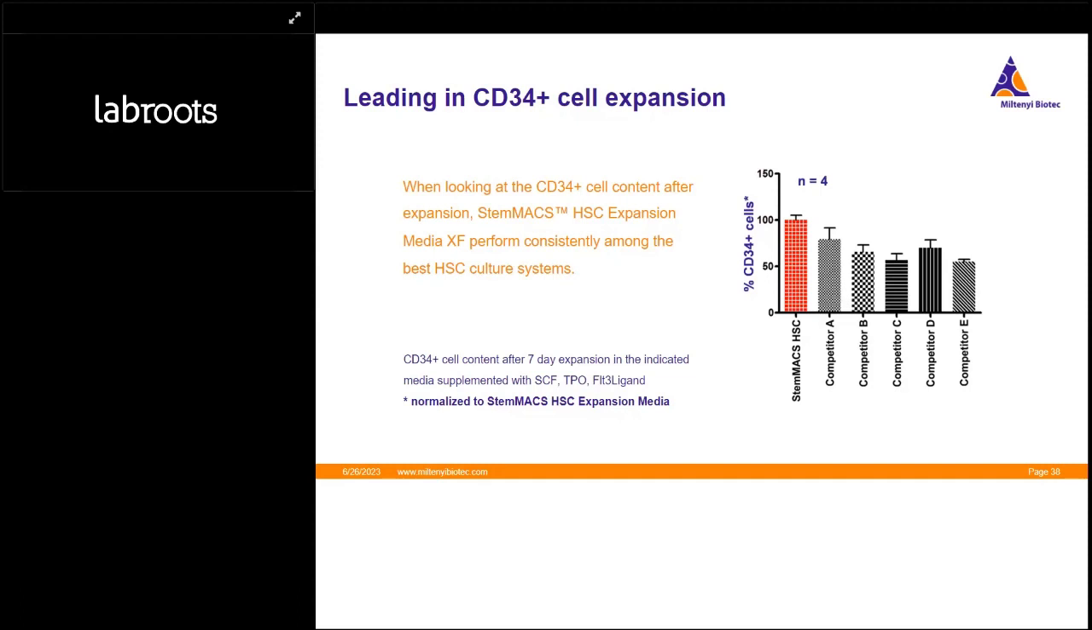We selected quite a few different competitors for this. We controlled them under the same conditions, and after 7 days of expansion, we examined the percentage of CD34 positive cells to evaluate their efficiency. And you can see that we are basically outperforming every single one of them.